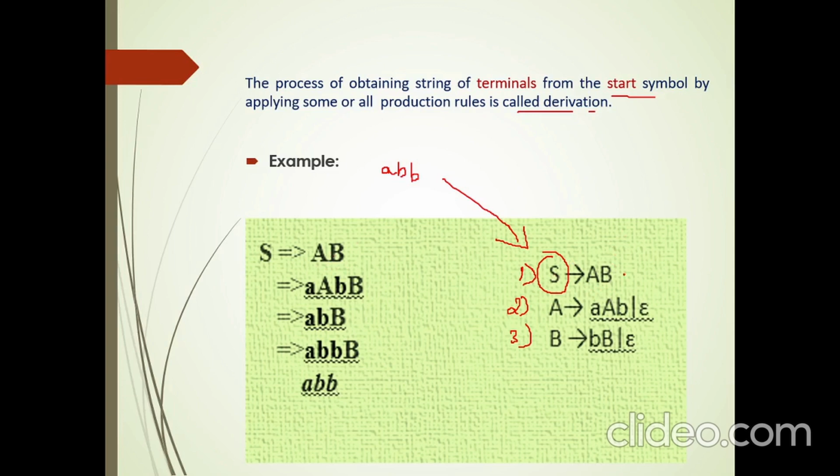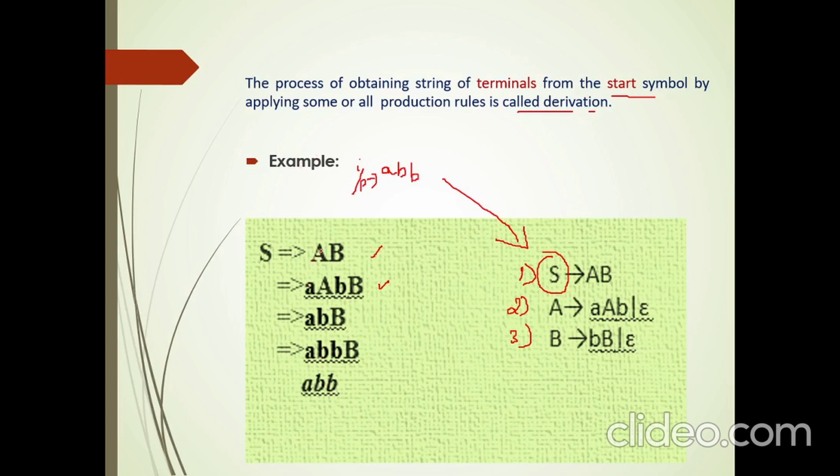If there are more production rules for the S symbol, then you have to choose whichever is best to get this input. I'm going to use this first. So S gives AB. Now I will always choose the leftmost non-terminal in every step, first step, second step, and so on, till I obtain ABB.